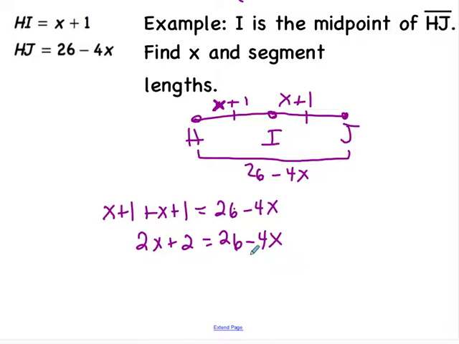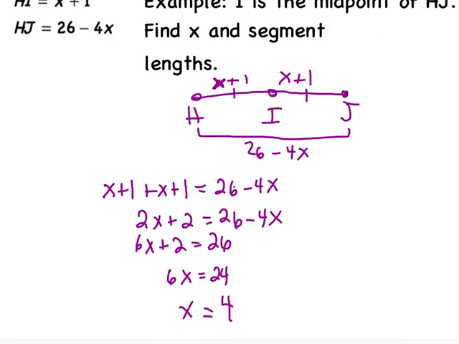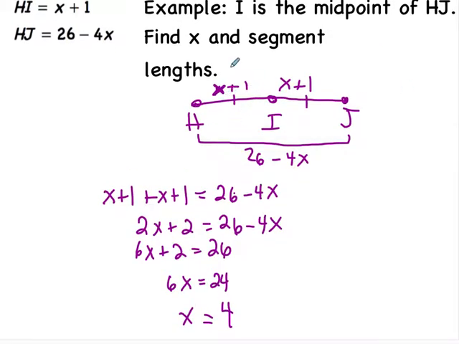So let's see, I'll add 4x to both sides. That gives me 6x plus 2 equals 26. Now I'm going to subtract 2 from both sides. That's 6x equals 24. And then I'm going to divide both sides by 6. So I find that x is 4. Now if I go back and plug in, 4 plus 1 is 5. The segment length here is 5. Let's plug in here as well. 26 minus 4 times 4, that's 16. This whole segment length is 10. And I need to check. This plus this has to be that.